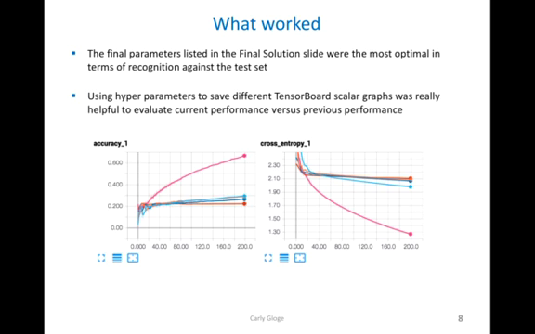Another thing that worked was all the settings that I showed 2 slides ago, and then also making sure I was saving each scalar separately when I had different hyperparameters, so I could see in the plotting when I got better performance.